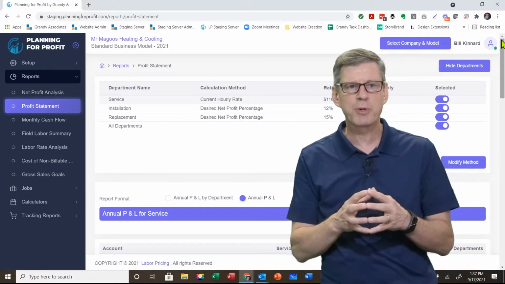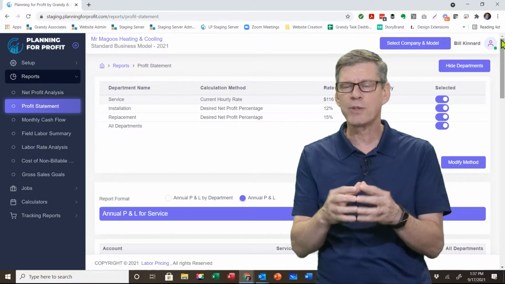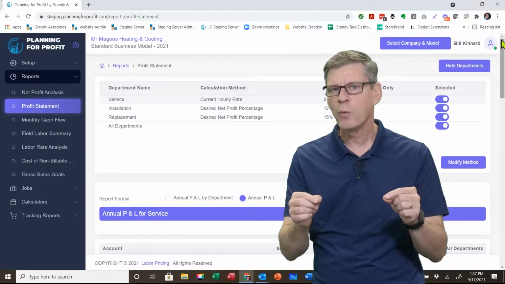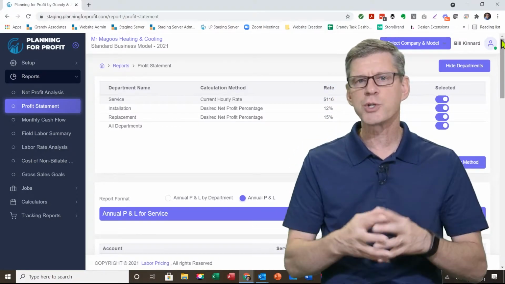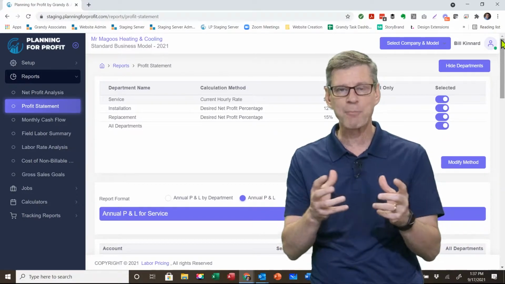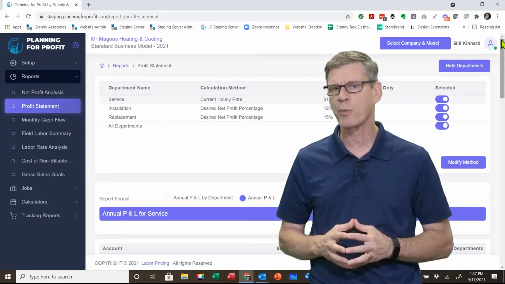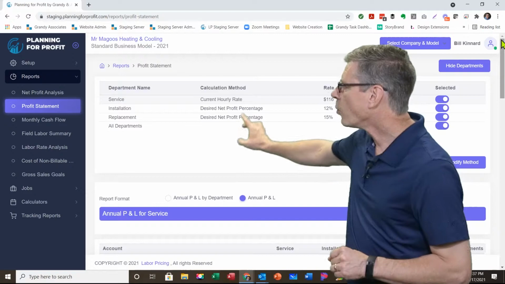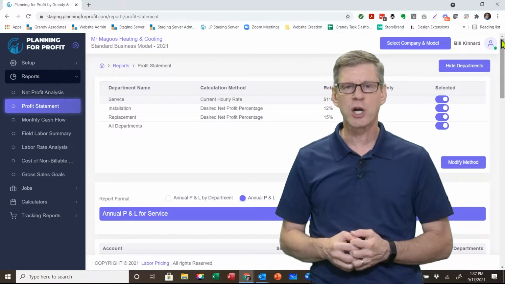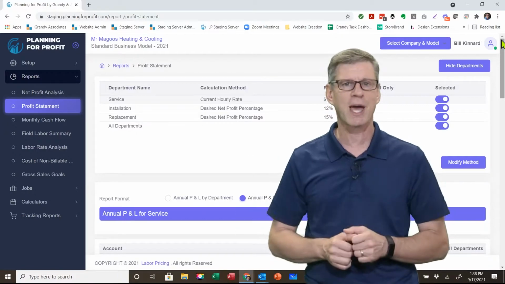Remember, as we put our calculation method together, and this will apply to every single report in the software, you could determine whether you want to tell the software what your current hourly rate will be, and it will tell you what your profit dollar and profit percentage is at that dollar amount rate. Or you can tell it what you want to make for a desired net profit, and it will tell you what you need to charge per hour to hit that number and what your cash flow will look like.